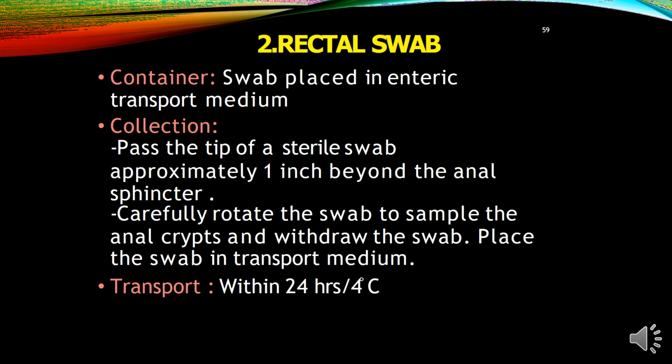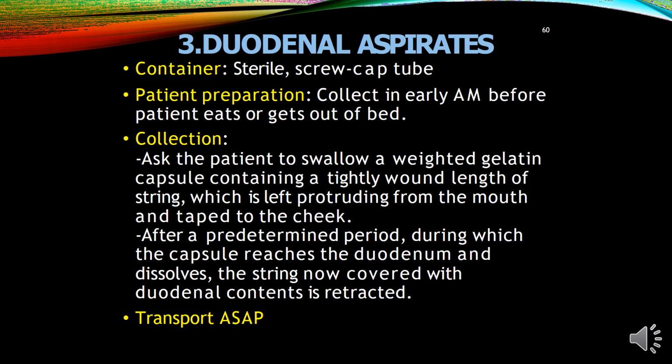So the swab is placed in enteric transport media. Collection is by passing the tip of a sterile swab approximately 1 inch beyond the anal sphincter. Carefully rotate the swab to sample the anal crypts and withdraw the swab. Place it in the transport media. Transport should be done at 4 degrees within 24 hours.